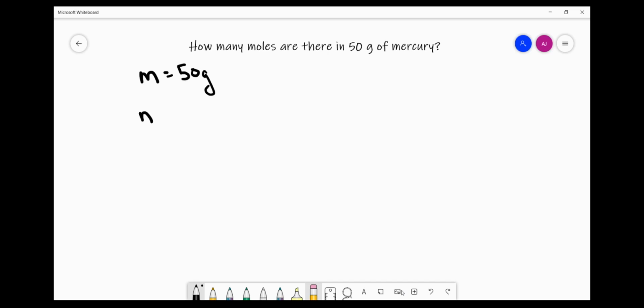And we're asked to convert to moles. How many moles? That's what I'm trying to find. And we have an equation which relates those two quantities. Moles is equal to mass divided by the molar mass of that substance.